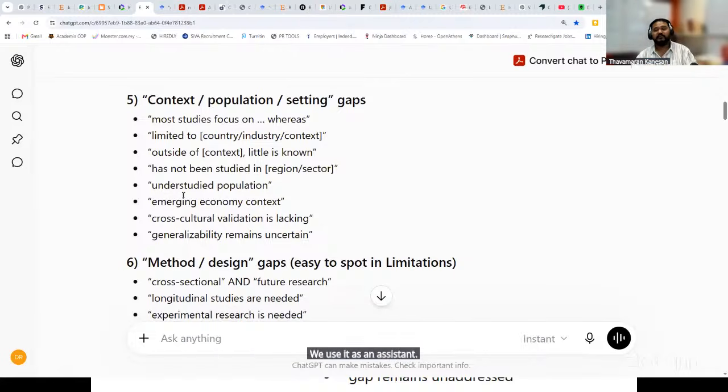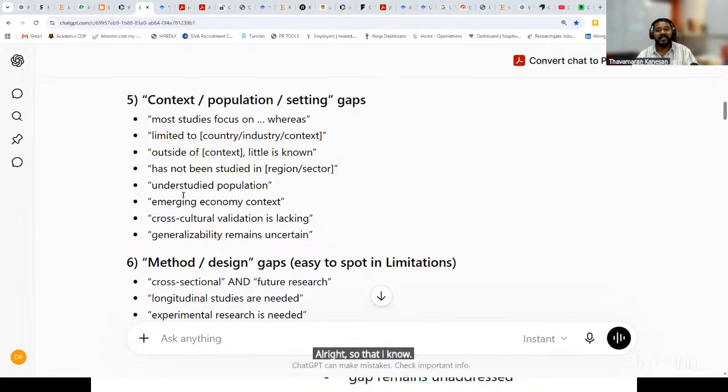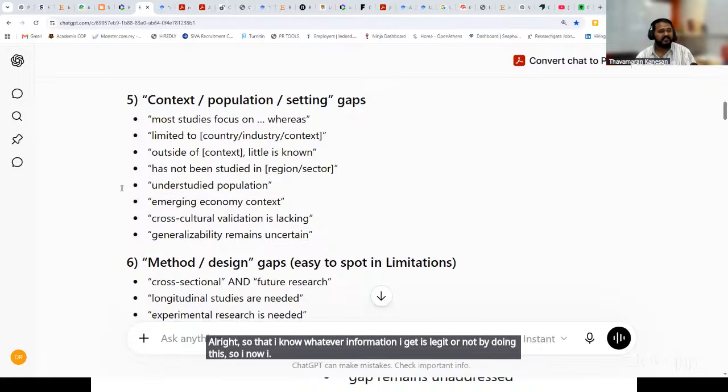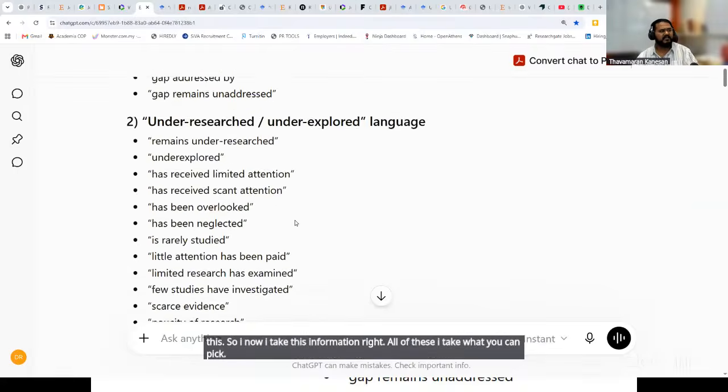Okay, you go and find me this information. I take this very repetitive information, then I go and do the intelligent work, so that I know whatever information I get is legit or not. So I take this information, all of these. You can pick up any of them. So I just pick up one of these only.